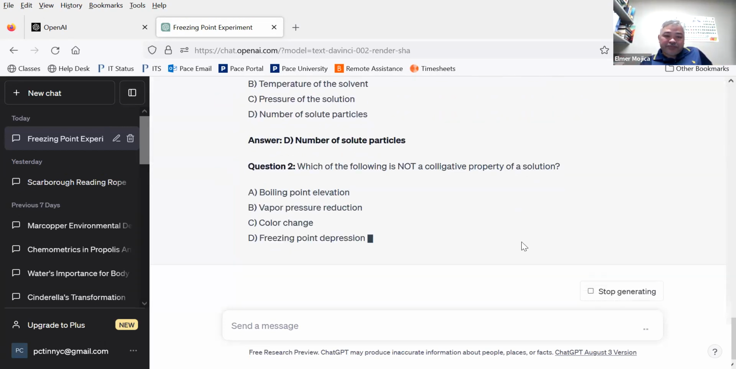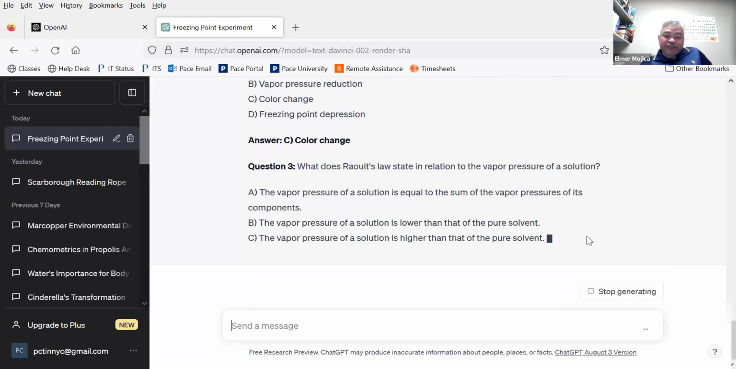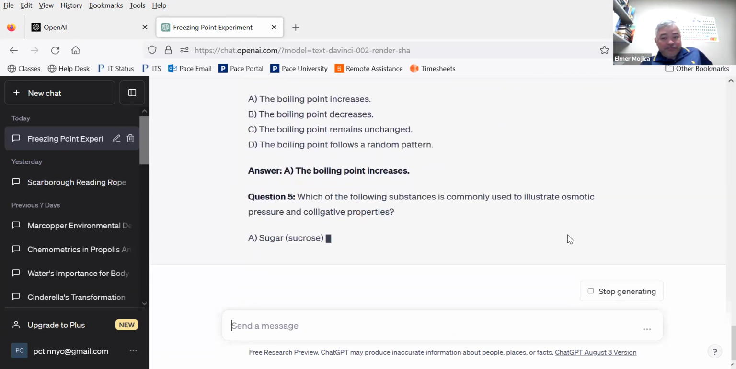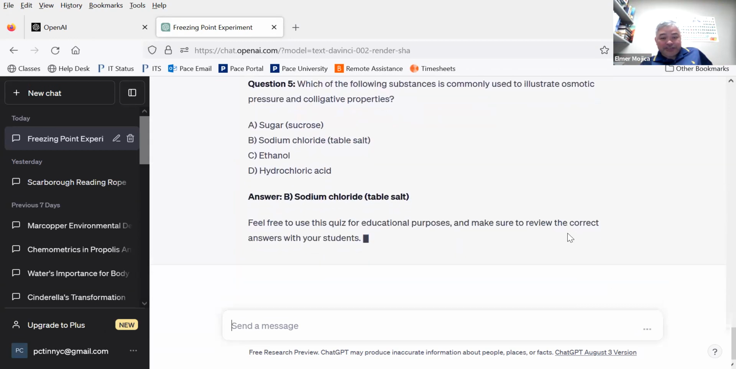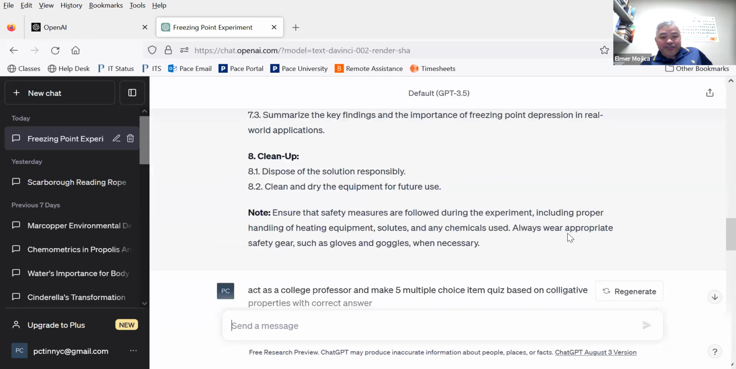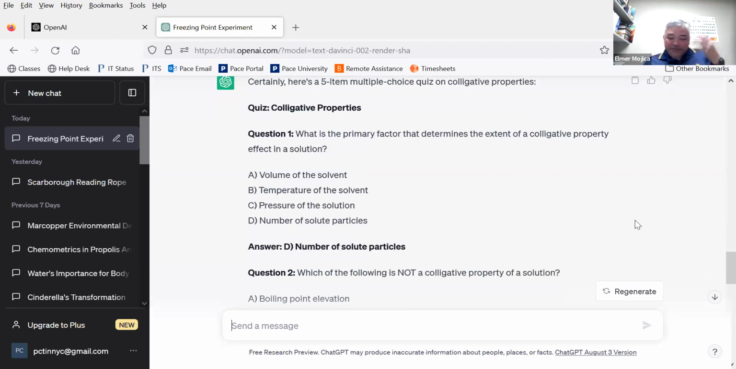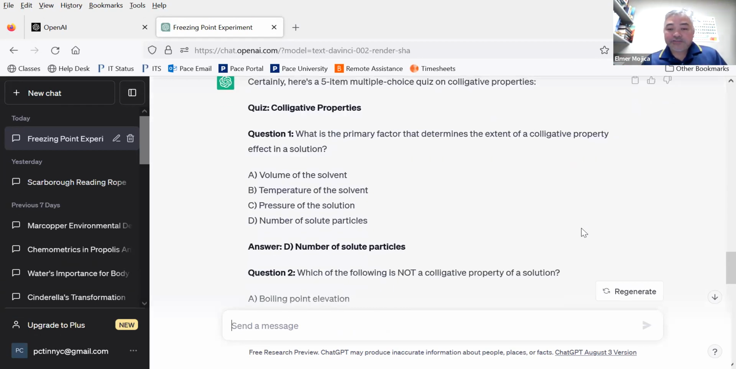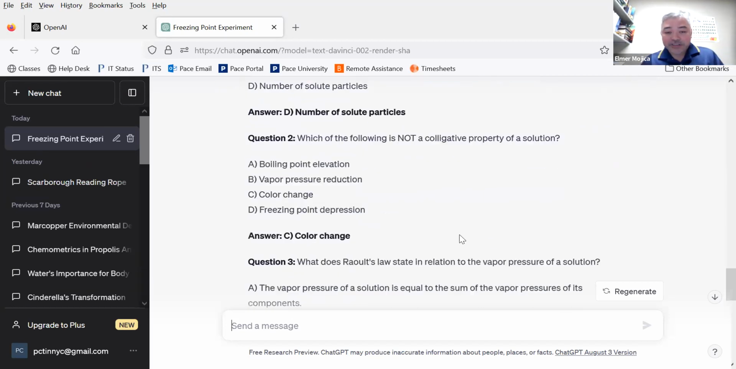Now this is the thing that you need to do: you have to double check if the questions and the answers are correct. So here we can analyze some of the questions. What's the primary factor that determines the extent of the colligative properties? Usually colligative properties are based on the number of solutes in a given solution. Then, which of the following is not a colligative property? Everything is a colligative property except color change.